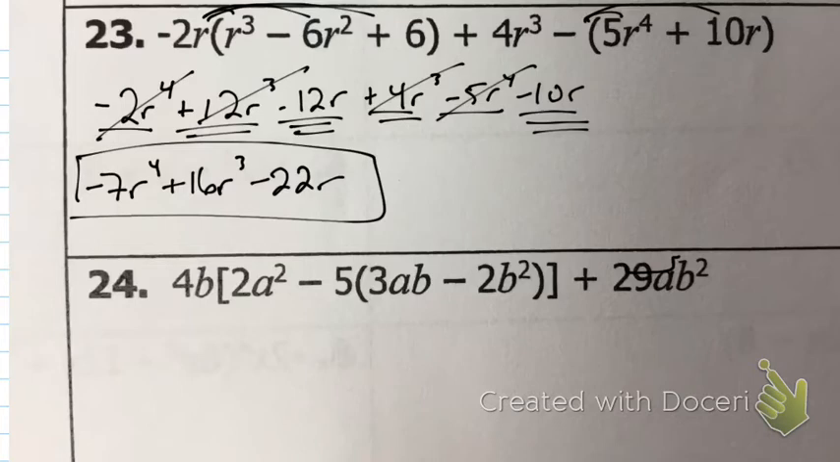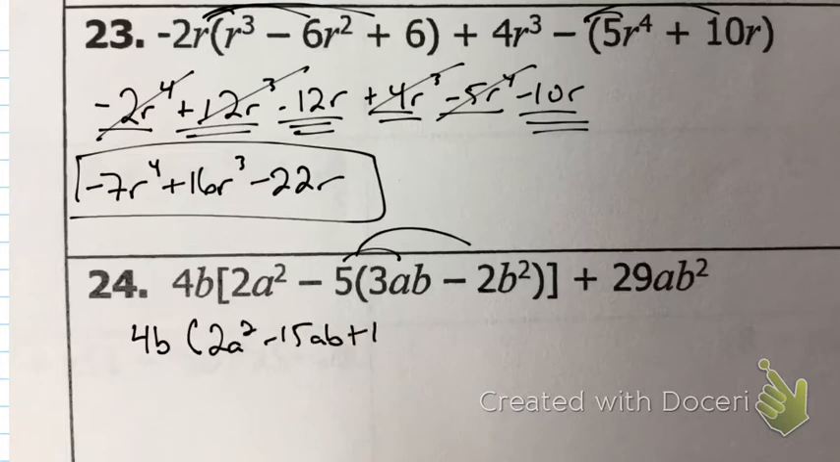Okay, what looks different about number 24? Brackets, which are just parentheses that are kind of squared to show that you have kind of like parentheses inside of parentheses. So the first thing I'm going to do is I'm going to distribute that negative 5. You guys seeing that? Okay, so I rewrite everything. 4b. I got a 2a squared minus 15ab plus 10b squared plus 29ab squared. So I don't mess with brackets. I'll just double parentheses like a real rebel.